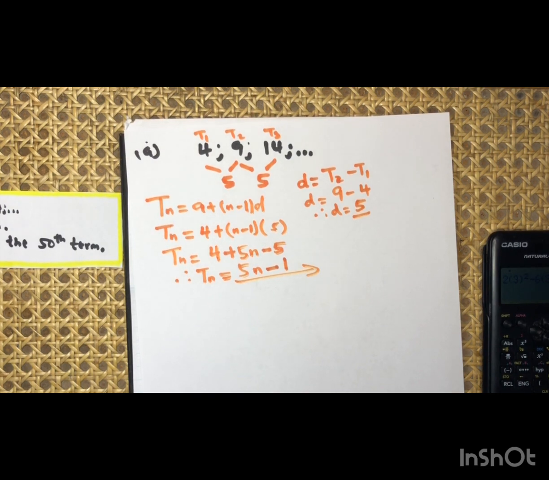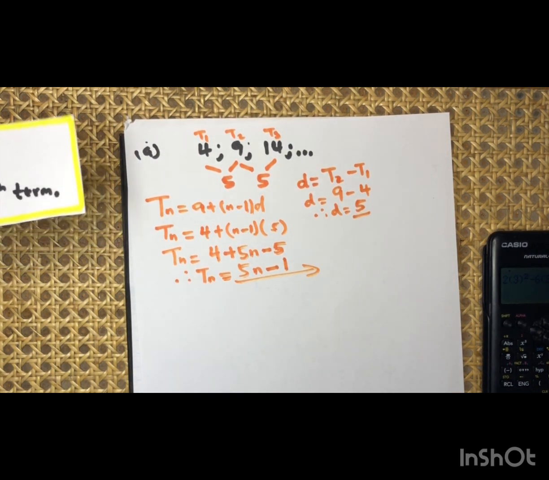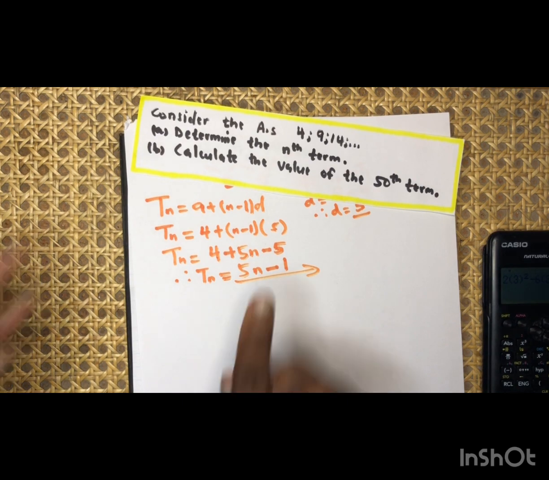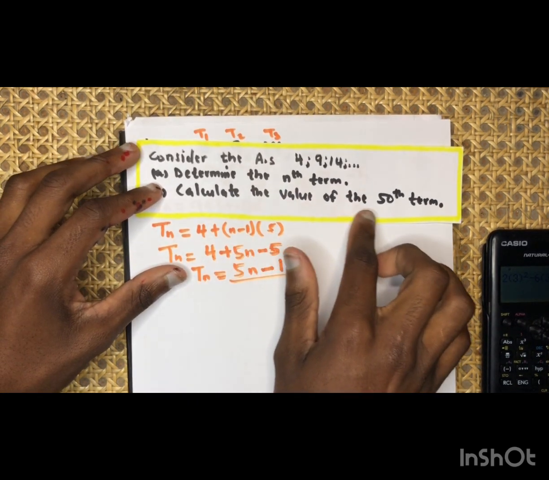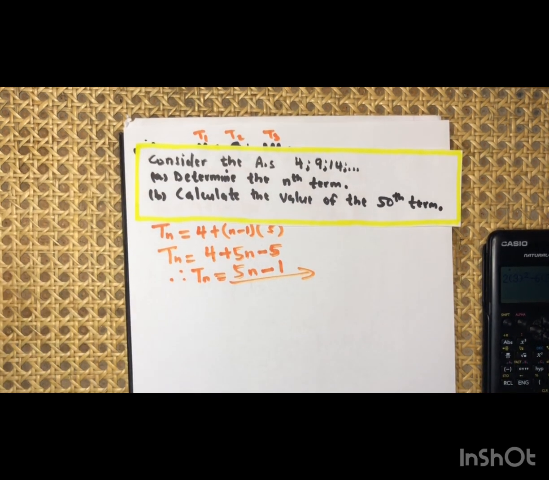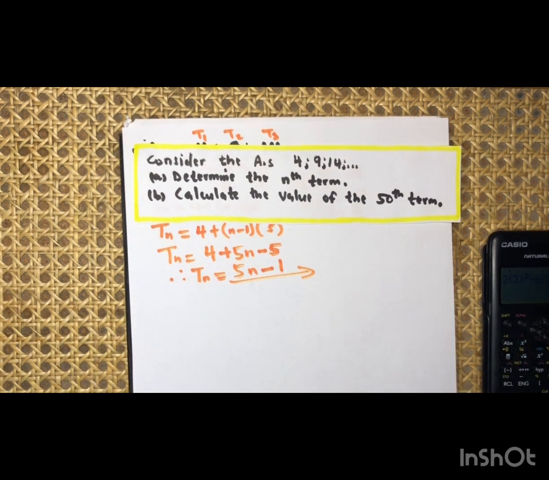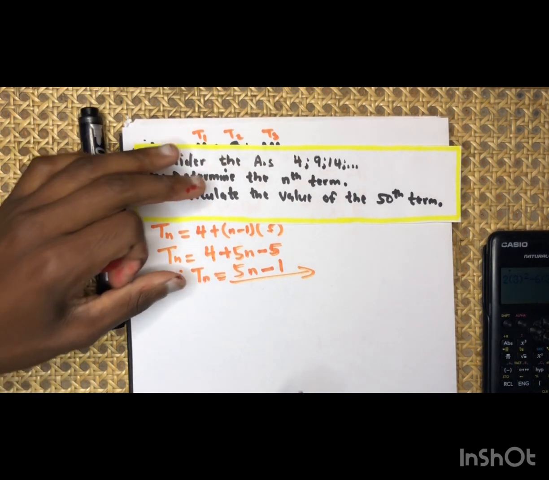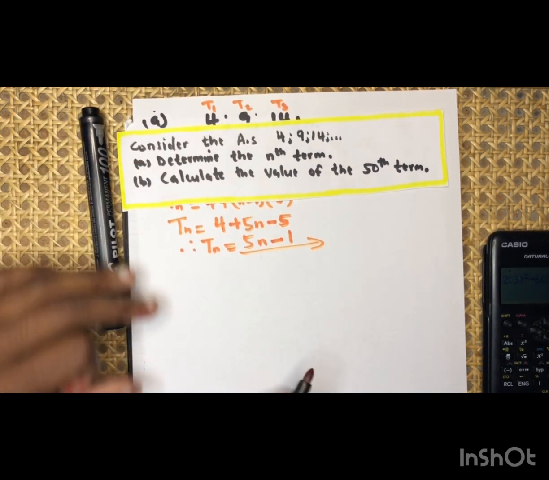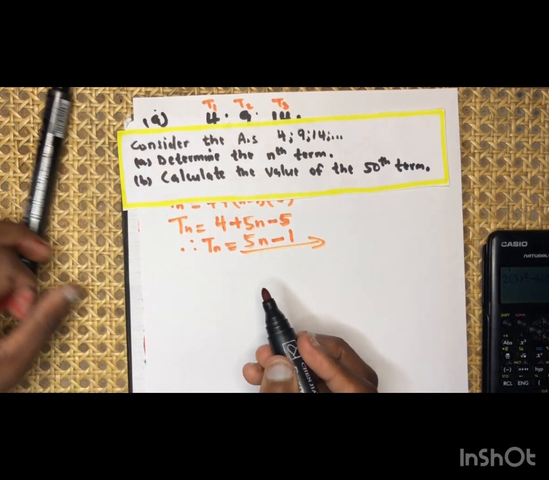Understand? Hope that you're good and you understand. You are fresh for the next question. So they're saying here, calculate the value of the fiftieth term. So I'm looking for what? This is T50 that I'm looking for, the position. So it's simple, it's easy. Remember, you already have your nth term.